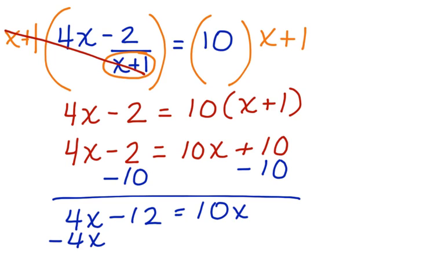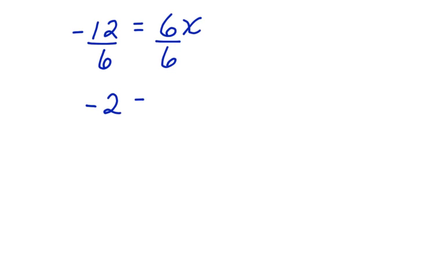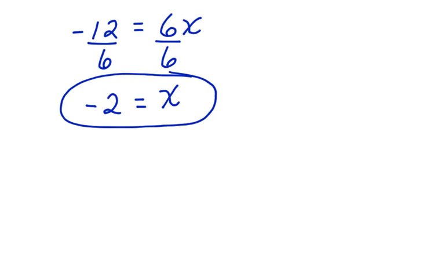Subtract 4x from both sides, and we're left with negative 12 is equal to 6x. Divide both sides by 6. 6 goes into negative 12 negative 2 times. Negative 2 is equal to x. This is our solution. And we did this by clearing the denominators.